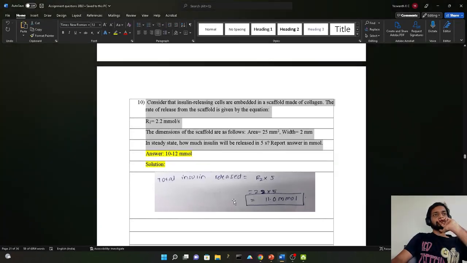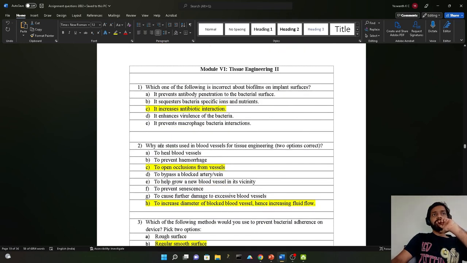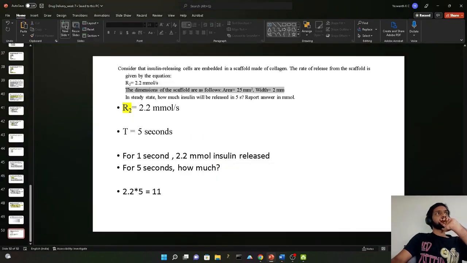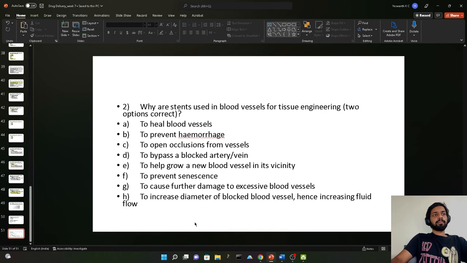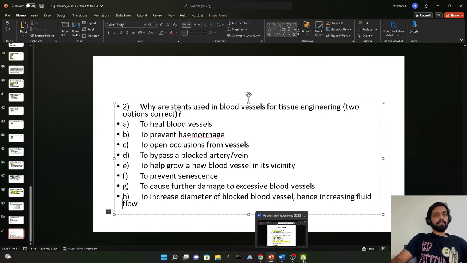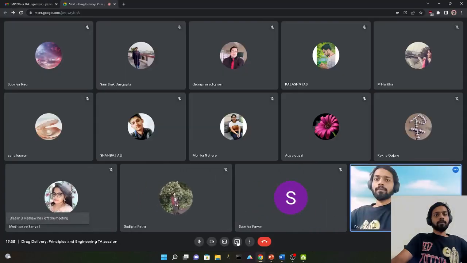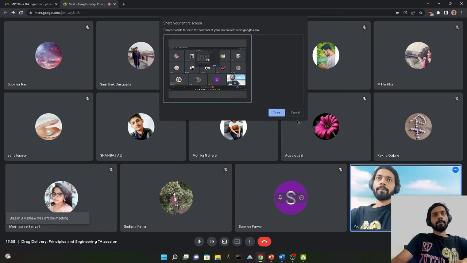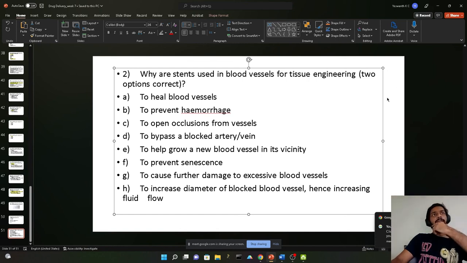Question number 2 of week 6. Why are stents used in blood vessels for tissue engineering? Okay, let me copy this question. Okay, so this is the question, right? Why are stents used in blood vessels for tissue engineering?